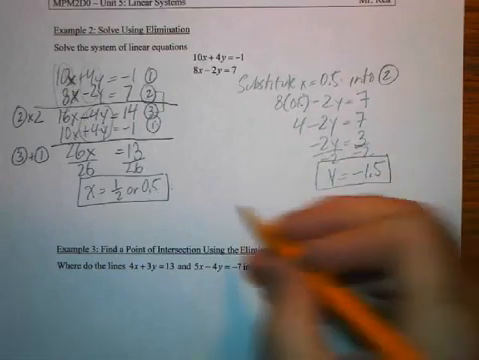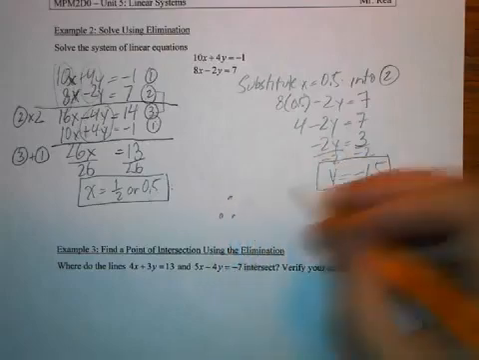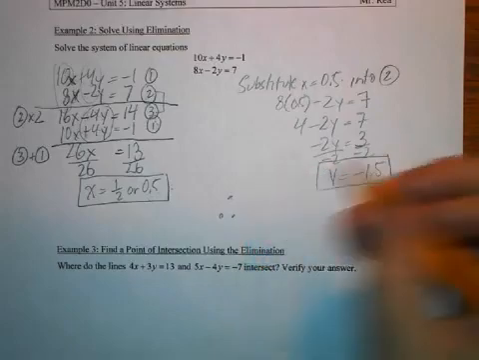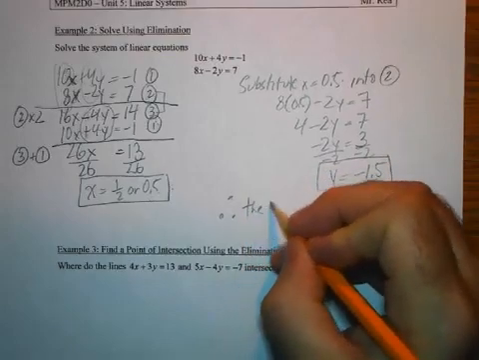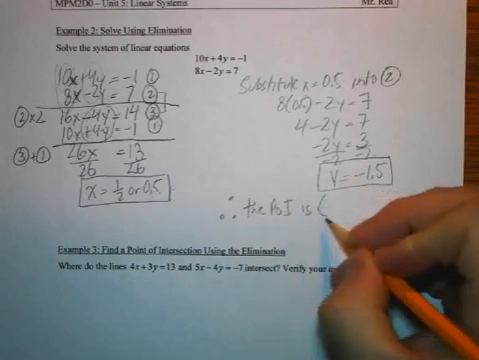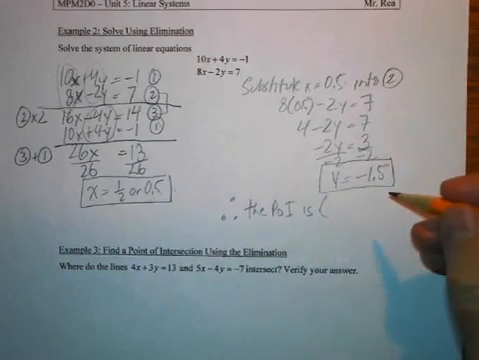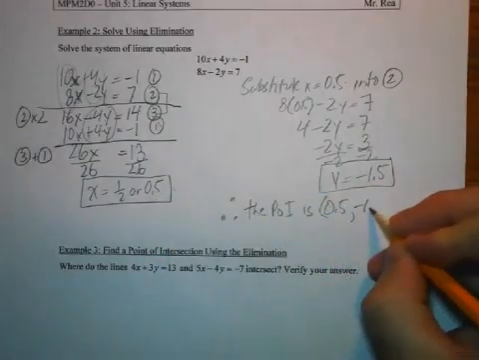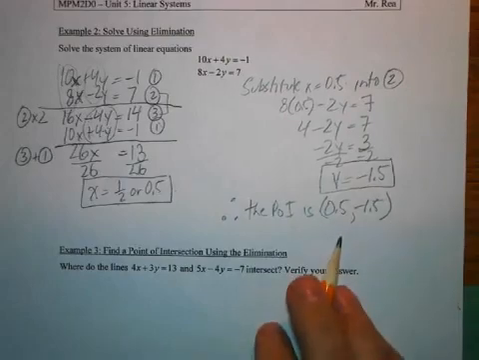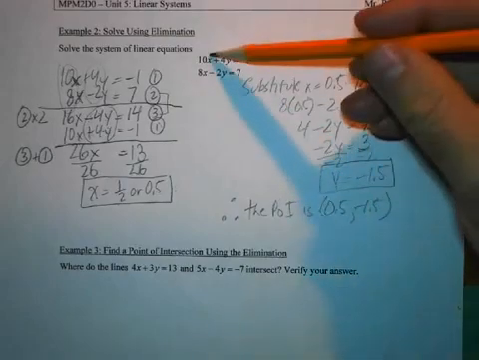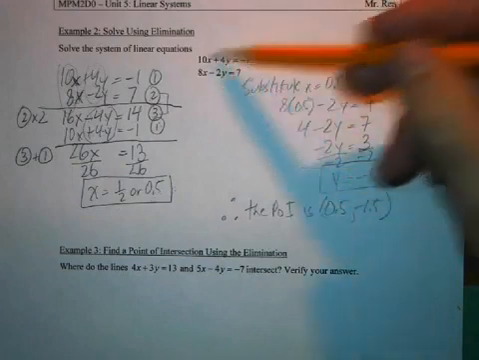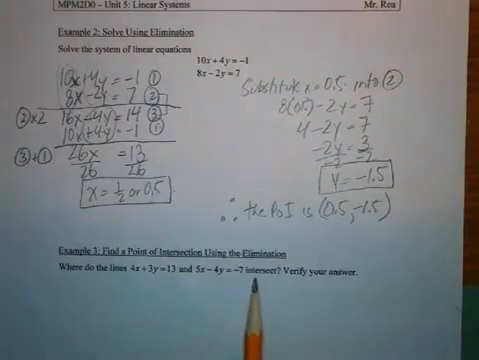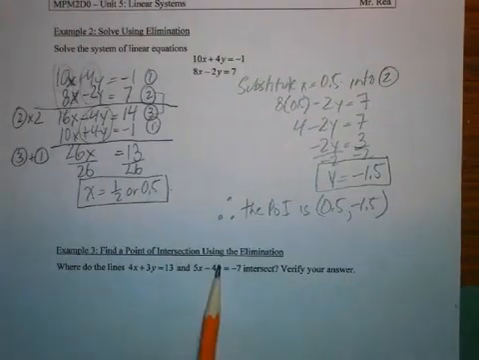Okay, and then you can make the statement. Always conclude with a POI statement, or the solution is statement. So therefore the POI is x goes first, so 0.5, y goes second, and there's the point of intersection. If you wanted to, you could check it out, plug these values in, see if the left side equals the right side. Okay, but they will. I've checked it previously.